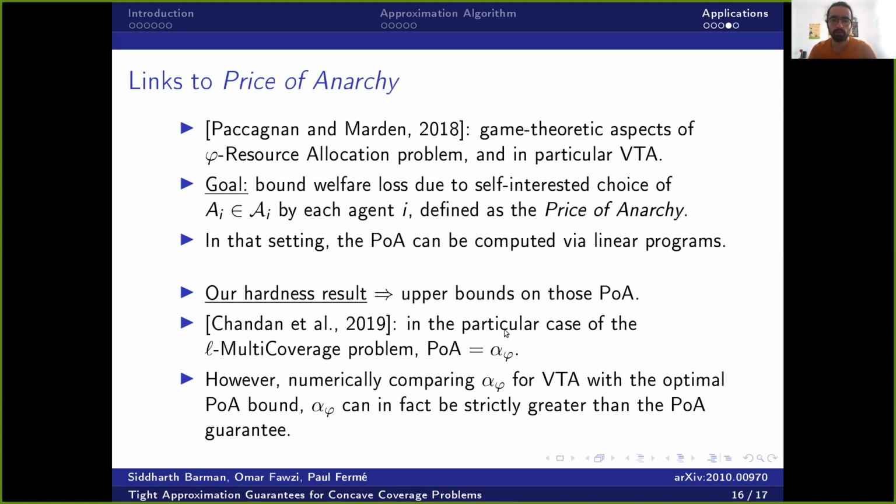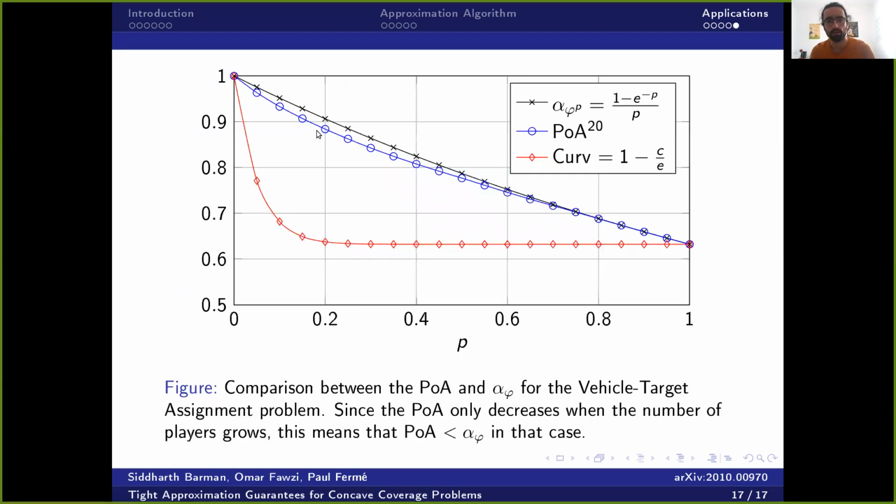And so there was an insight first that it could be the same. In particular, for the L multi-coverage, it was shown that in fact these coefficients are equal. But in the particular case of the vehicle target assignment, we've shown that this coefficient can in fact be strictly greater than the price of anarchy guarantee. And this is depicted here. So in black, you've got the approximation ratio, and in blue, you've got the price of anarchy for 20 players, and this only decreases. And so there is a gap between those two curves. And as a comparison, we have just the standard curvature algorithm, which is a much worse guarantee.